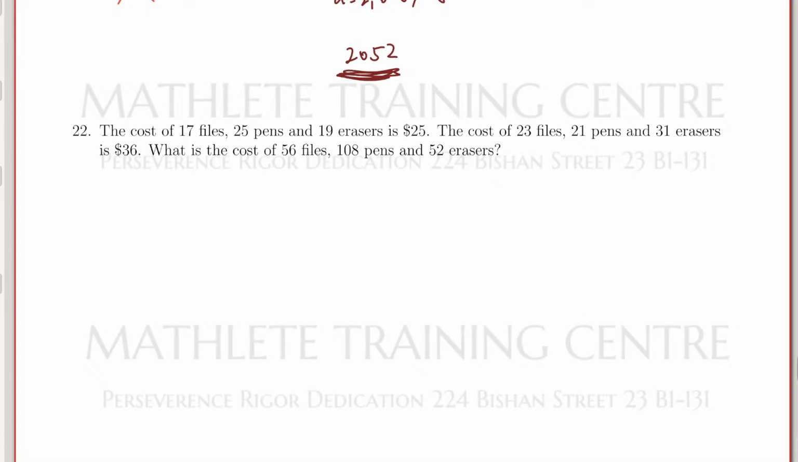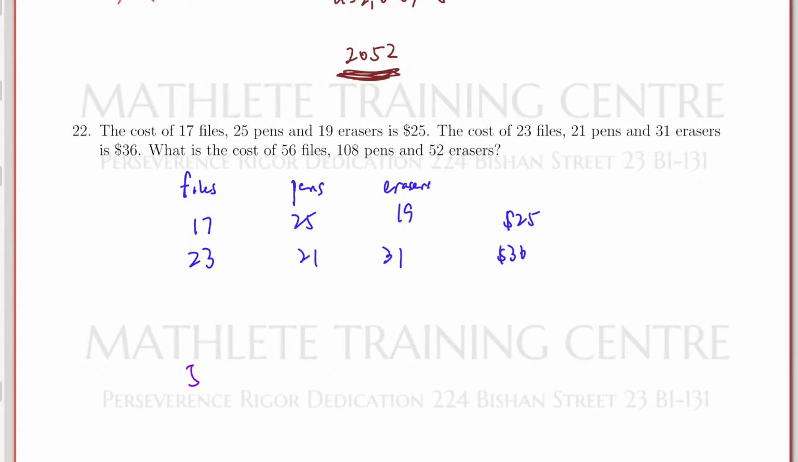You have files, 17 of them. Pens, 25 of them. Erasers, 19 of them. In this case, they will sum to $25. 23 files, 21 pens, and 31 erasers will sum to $36. So then you want to find somehow they can give you 56 files, 108 pens, and then 52 erasers. Right, somehow.